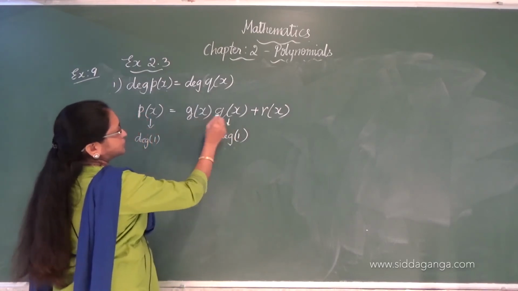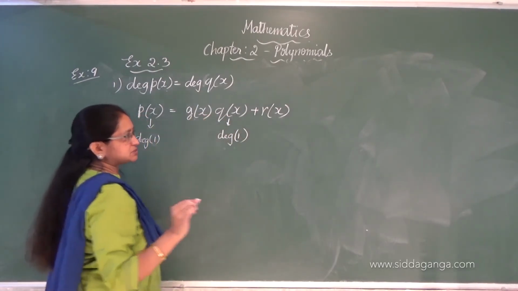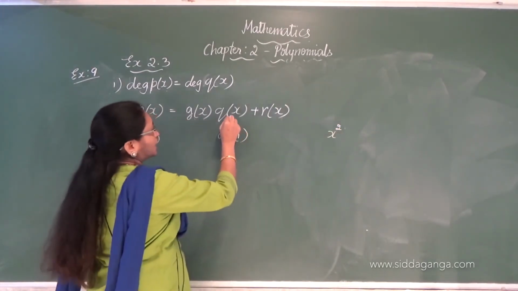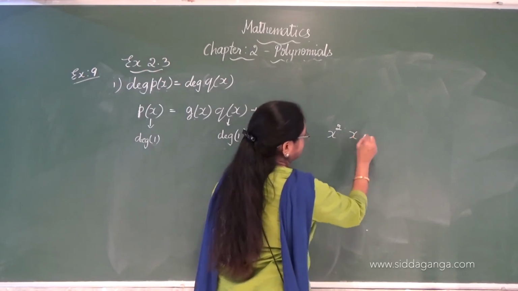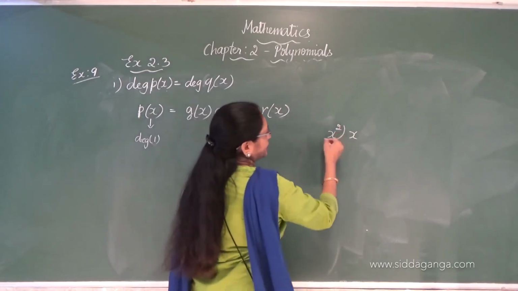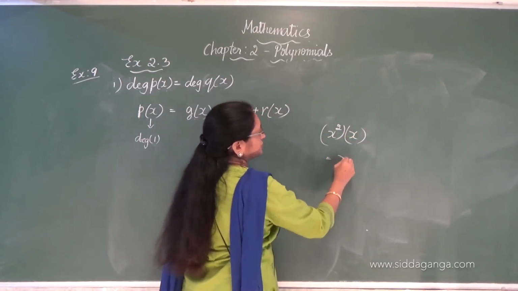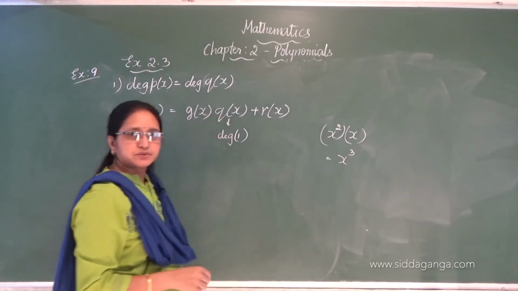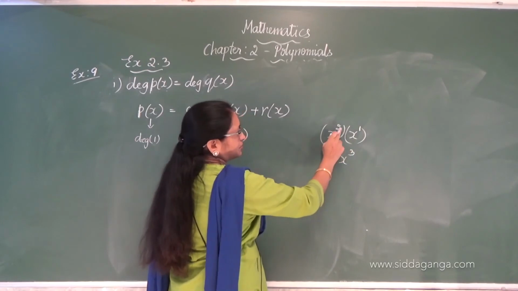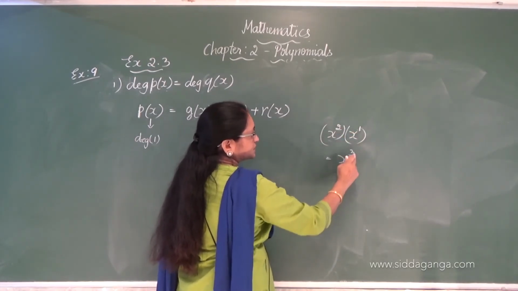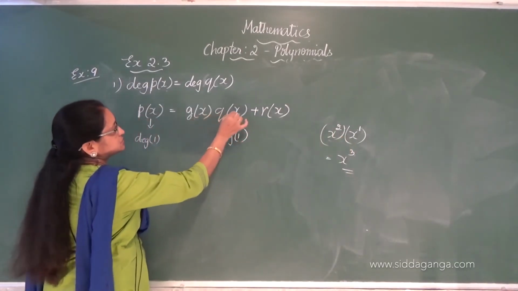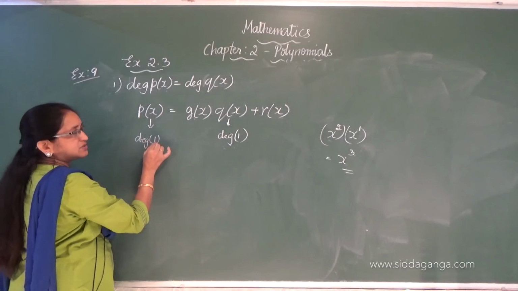Now, whenever you want to multiply these two, see for example, just now I told you, g(x), if suppose it is x square and q(x) if it is x, because we are taking degree 1 means x to the power of 1. Now, whenever we multiply this, this will become x cube. I hope you know this. Using the law of exponents, x to the power of 2, x to the power of 1, 2 plus 1 is 3. Now when you multiply these two, you will get degree 3.